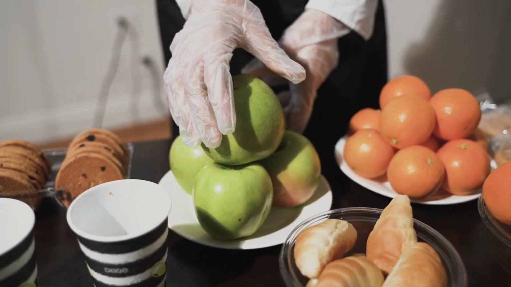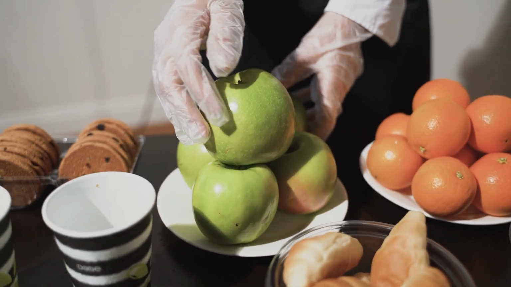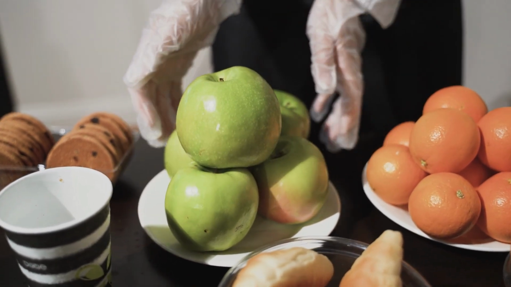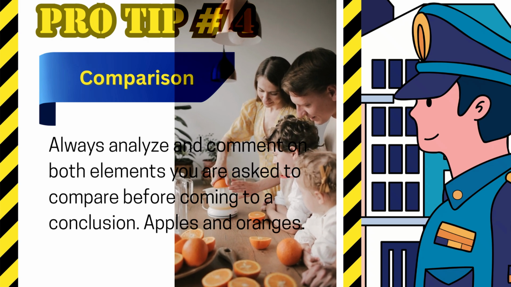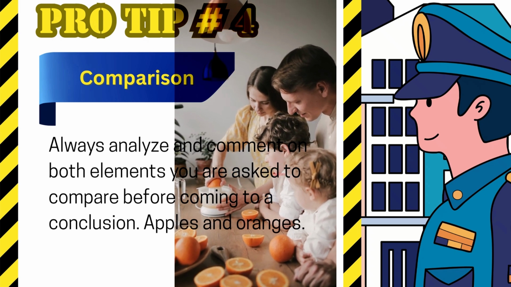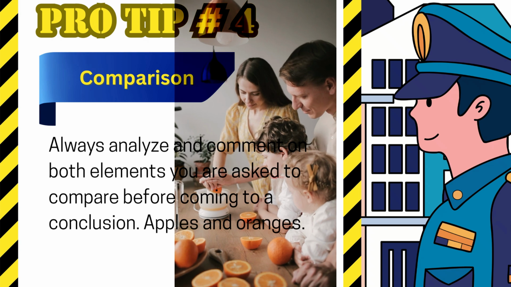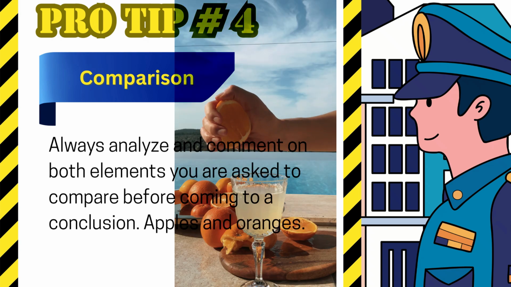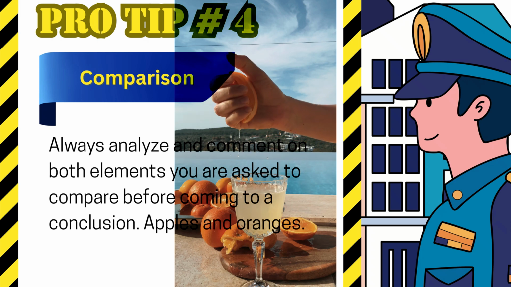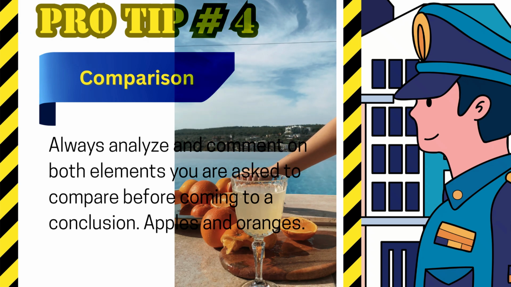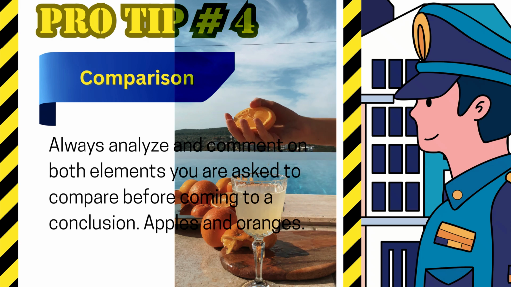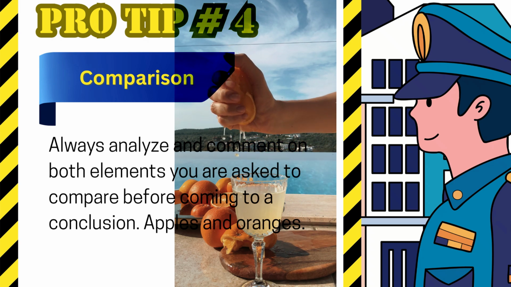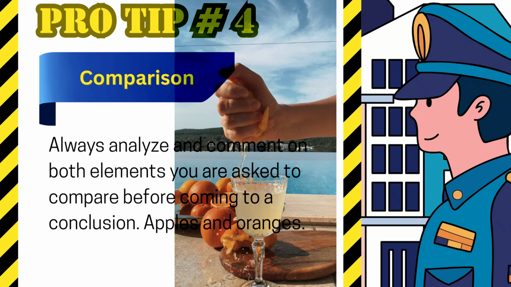So let's take this example here. Apples are crisp and sweet, while oranges are juicy and tangy. Now, you're kind of comparing them, but it's more of a description. It's not really a proper comparison. If you were to say something like, both apples and oranges are fruits, but apples are usually eaten raw, while oranges are often juiced. This affects how they are used in daily life. Now you're comparing.